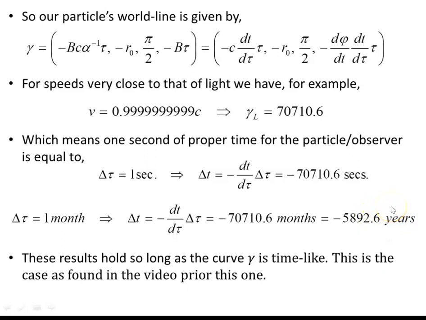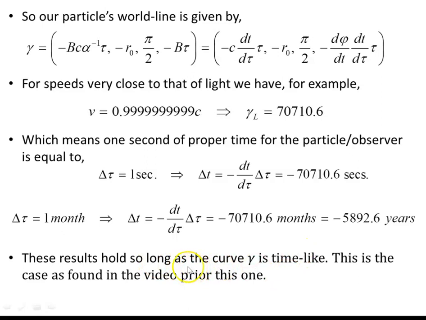Now all of these results, as we found in the last video, hold so long as the curve is time-like, because anything with mass must follow a time-like curve. Photons, and other massless particles, can follow a light-like or null curve, but anything with mass must follow a time-like curve, otherwise this doesn't happen.